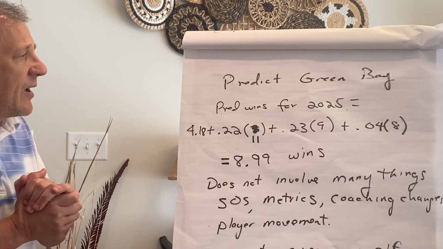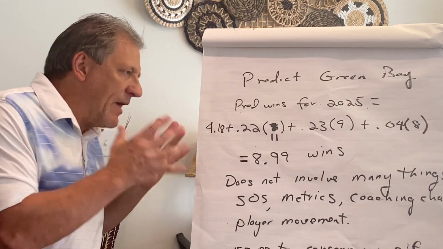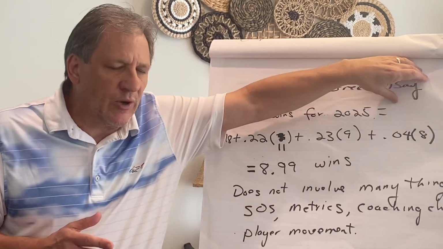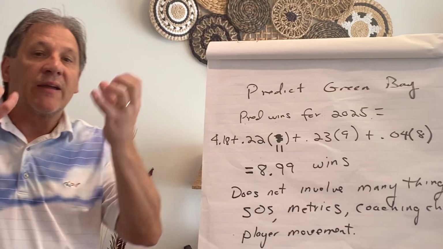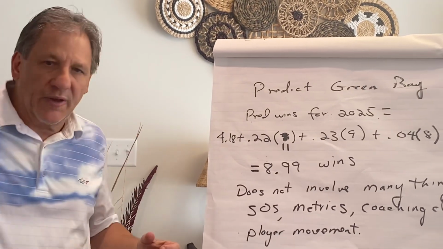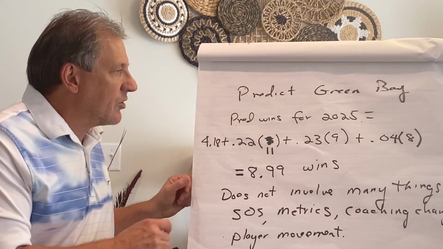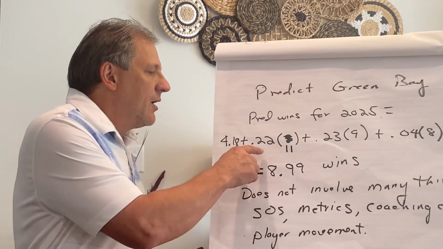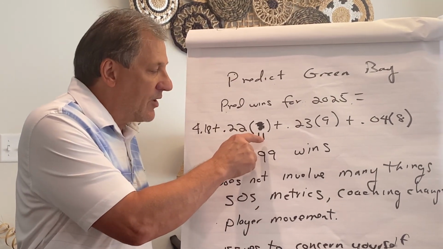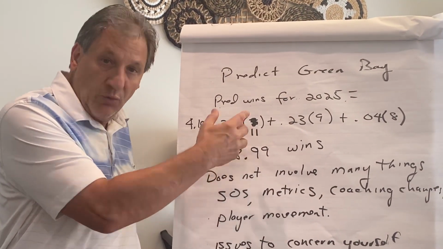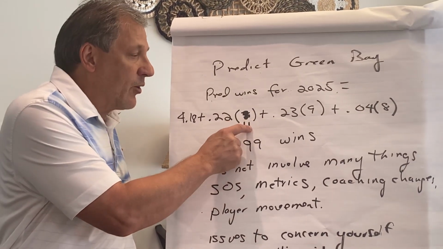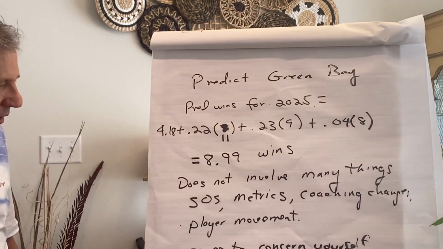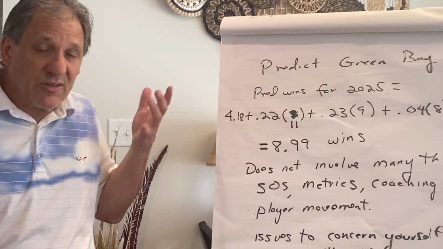Okay, so for example, I have a very basic one. Let's say we want to predict Green Bay for 2025. I'm going to plug the information into this formula, like plugging into a recipe. So the predicted wins for 2025 is 4.18, or sometimes we call that our constant, plus 0.22 times the previous year's wins, which means last year's wins, 2024. They won 11. 0.23, they won 9 the year before. 0.04, they won 8 the year prior. We get 8.99 wins, actually pretty reasonable.